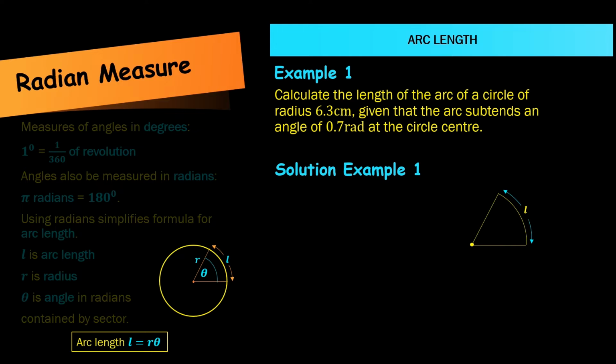So here's our diagram. We have the length of the arc of a circle here, L, we know that the radius is equal to 6.3 centimeters, and the angle theta is equal to 0.7 radians.